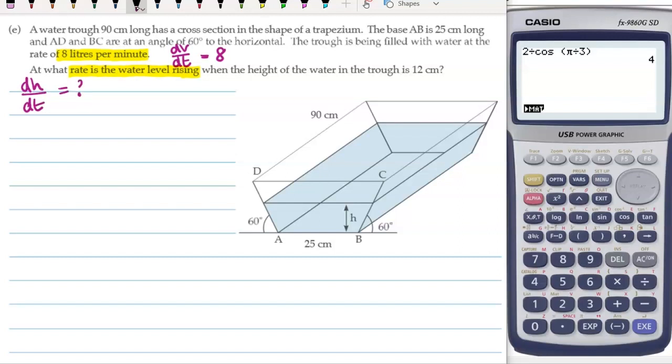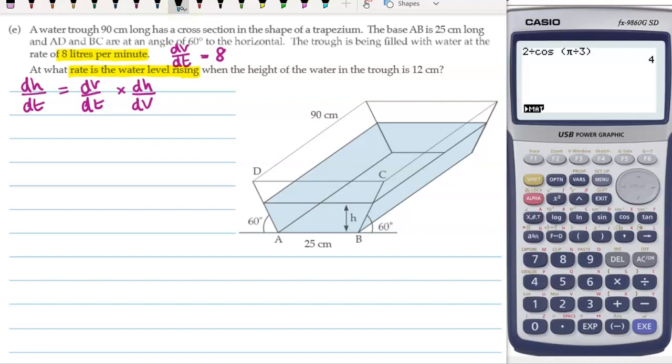Now to get dH by dt, if we start with dV by dt, we would have to times by dH and remove the dV by dividing by dV. So we need something that links the h and the v together. If we can find volume in terms of h, then we can get dH by dV. Now what's going to be tricky about this is working out the formula for the volume and making sure it's all in terms of h. So let's get cracking with that.